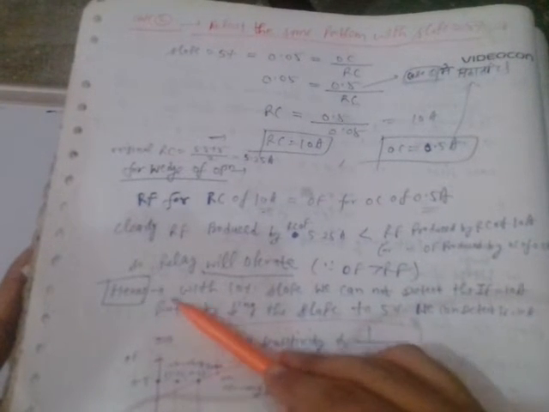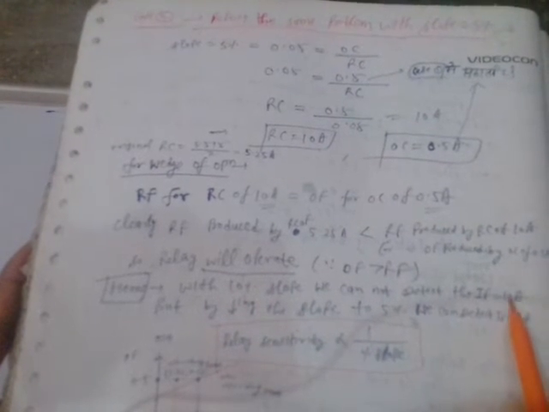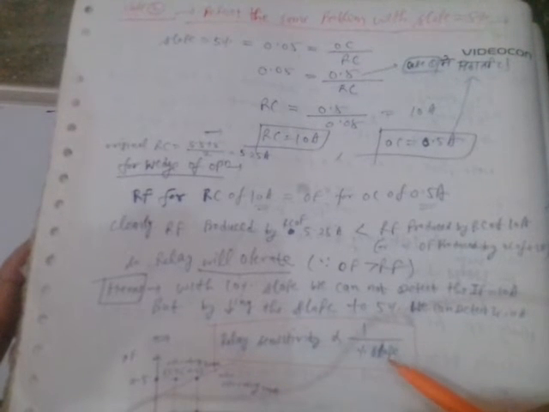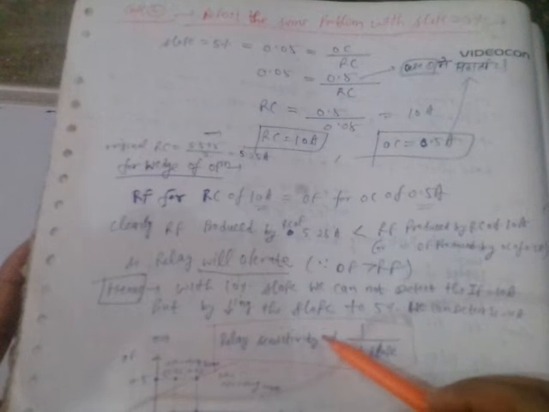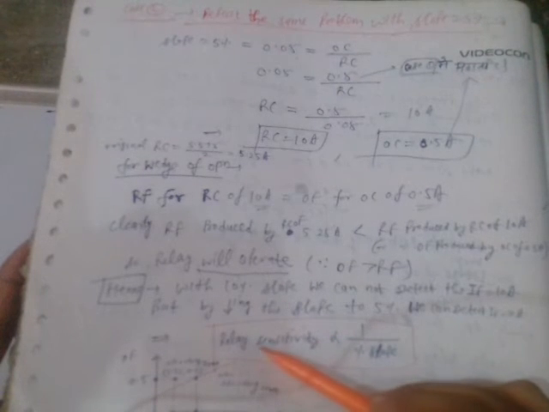Hence with 10% slope we cannot detect the fault current of 10 ampere, but by decreasing the slope to 5% we can definitely detect the fault current of 10 ampere, because now the relay will operate at 5% slope. So that means as you are decreasing the percentage slope, the relay sensitivity is increasing. So I can say that relay sensitivity is proportional to 1 by percentage slope, right?